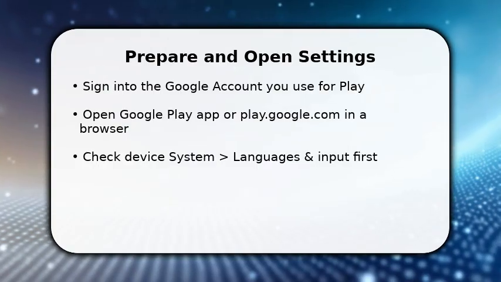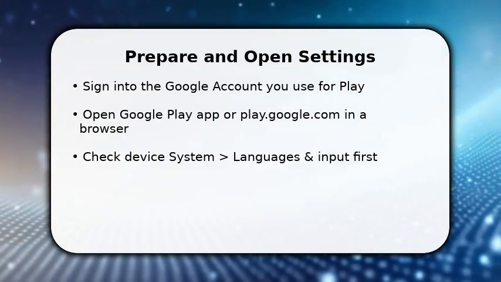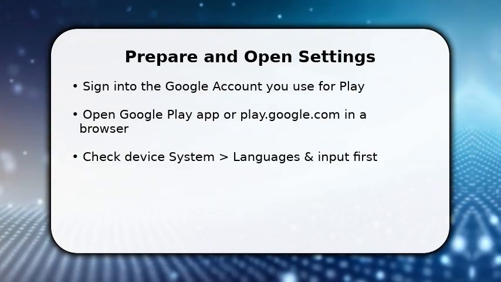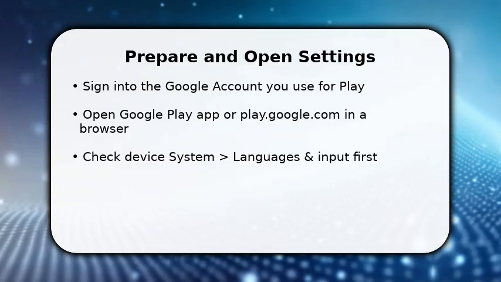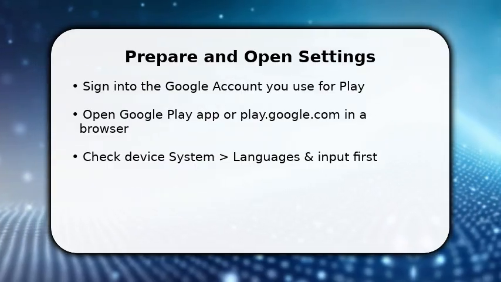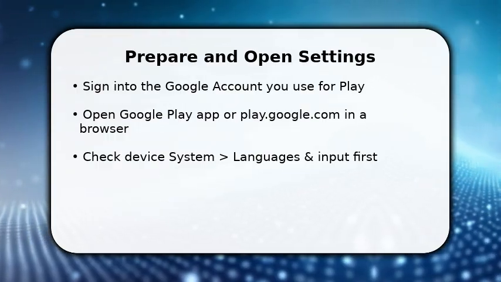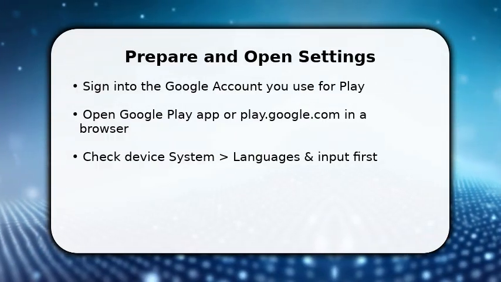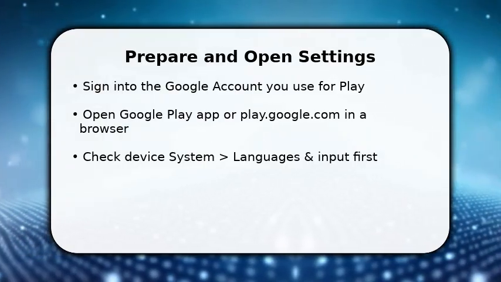You start by confirming you're using the correct Google account. Language links to that profile. Once signed in, open the Google Play app or go to Play.Google.com. Make sure your device system languages and input is set to a preferred language because Play often follows device language. If you want Play to differ from device language, prepare to change the Google account language next. This step sets the foundation so subsequent changes apply immediately.